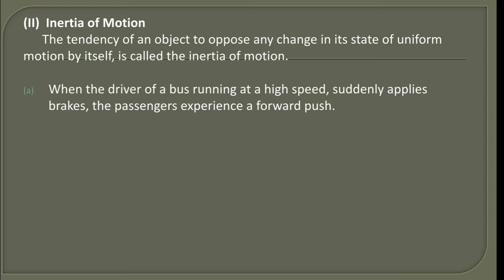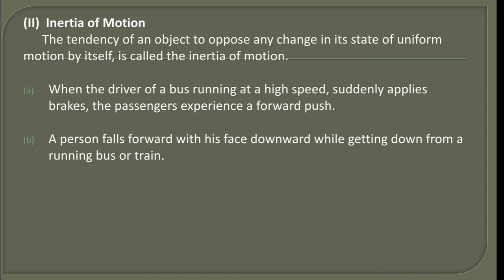It can be explained that initially both the passenger as well as the bus are in a state of motion. When the driver of the bus applies brakes, what happens? The bus stops, and as the bus stops, the lower part of the passenger, which is in contact with the seat of the bus, also stops. But the upper part of the passenger, which is not in contact, remains in a state of motion because of inertia of motion. And that's why the passengers experience a forward push. So this is an example of inertia of motion.